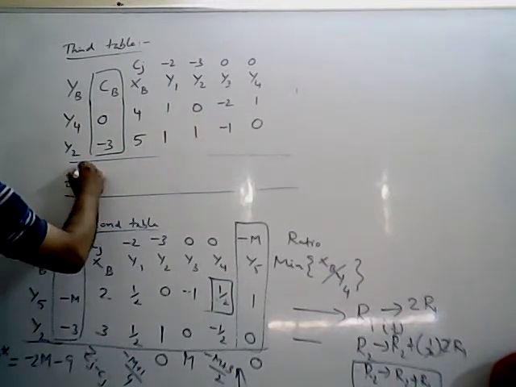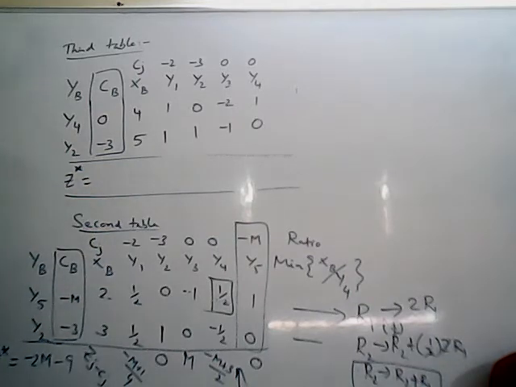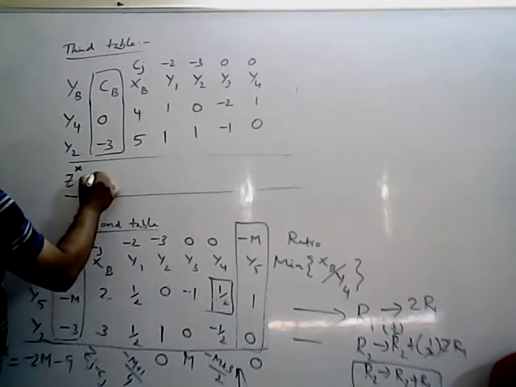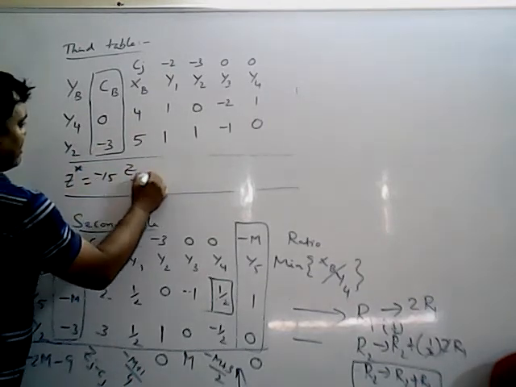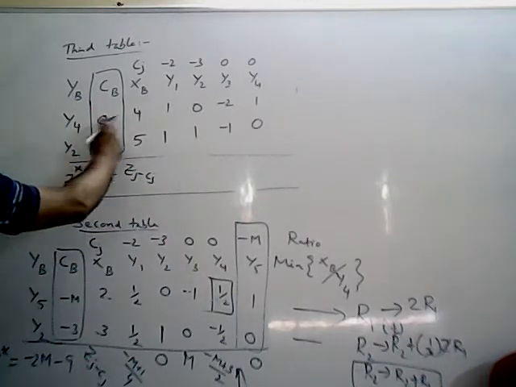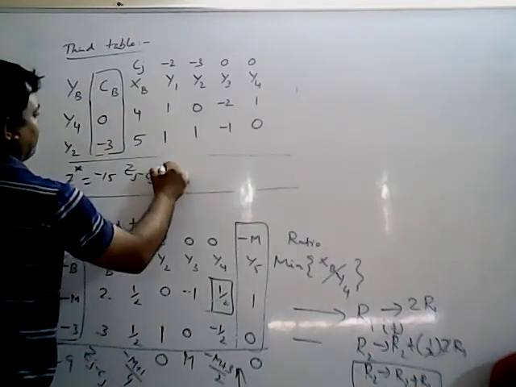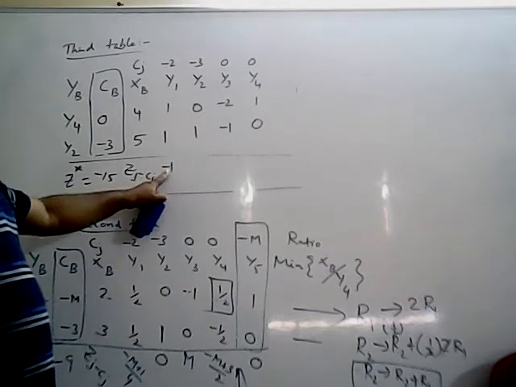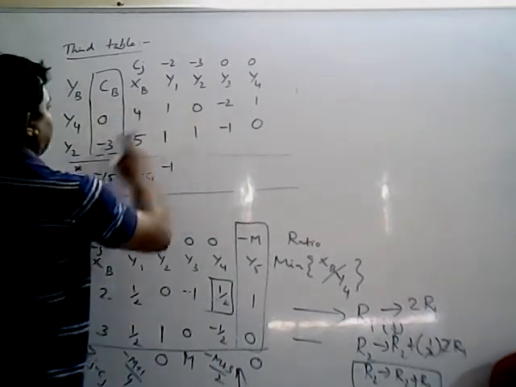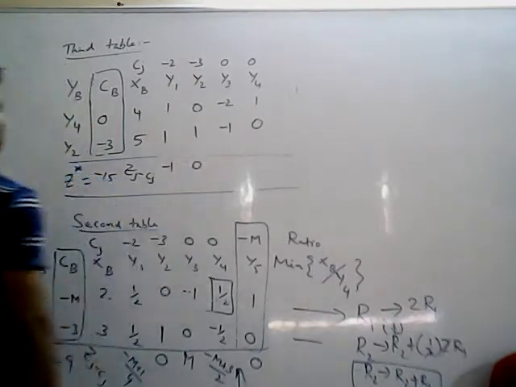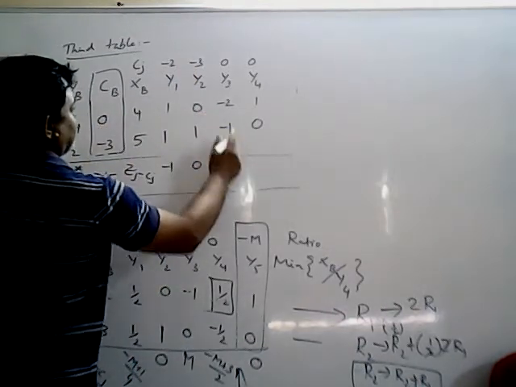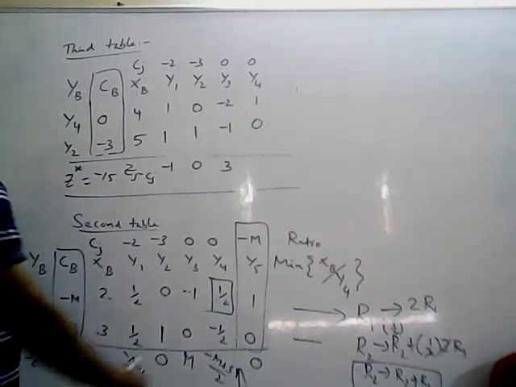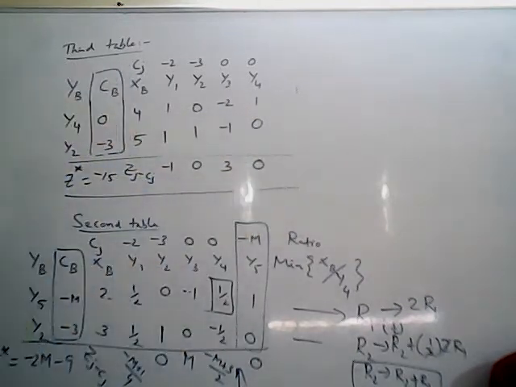Now Z star again. Because minimization is given, Z star you have to calculate. So Z star, now this is a simplex problem. 0 into 4 is 0. This is minus 3 into 5, minus 15. Next you have to calculate the net evaluation, Z minus CJ. CB into Y1, 0 minus 3 plus 2. Minus 3 plus 2, you get minus 1 again. Then minus 3 plus 3 is 0. Next, 0 plus 3 you are getting. And then 0 here. If you get all positive, the solution is completed.